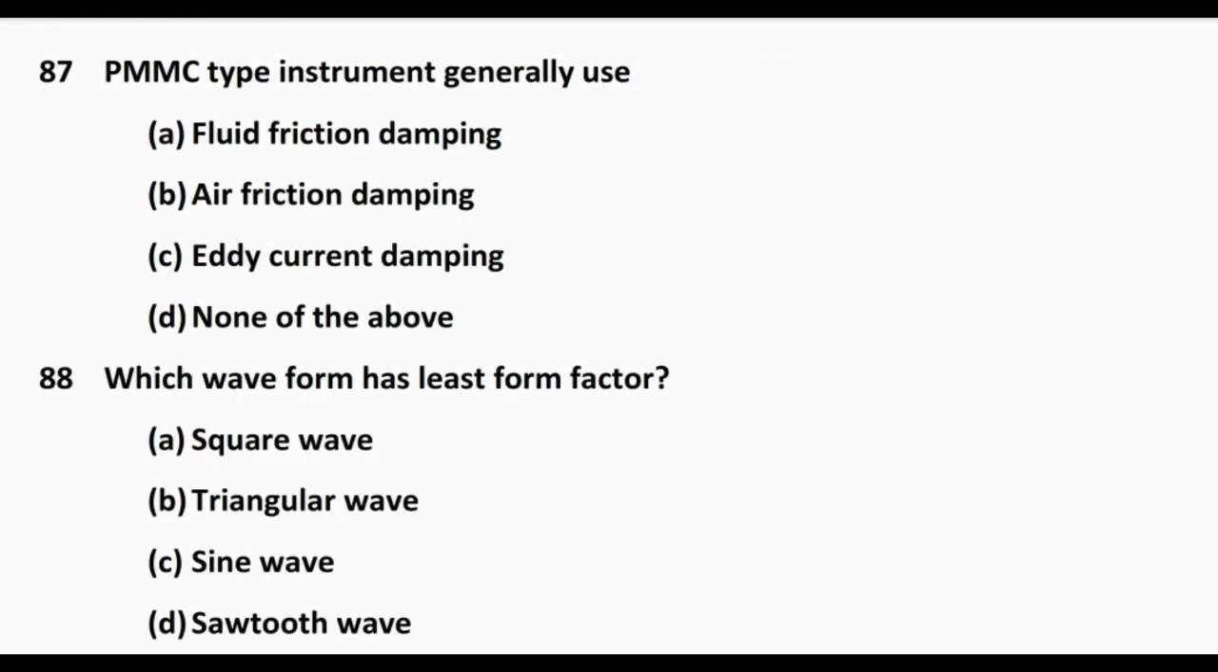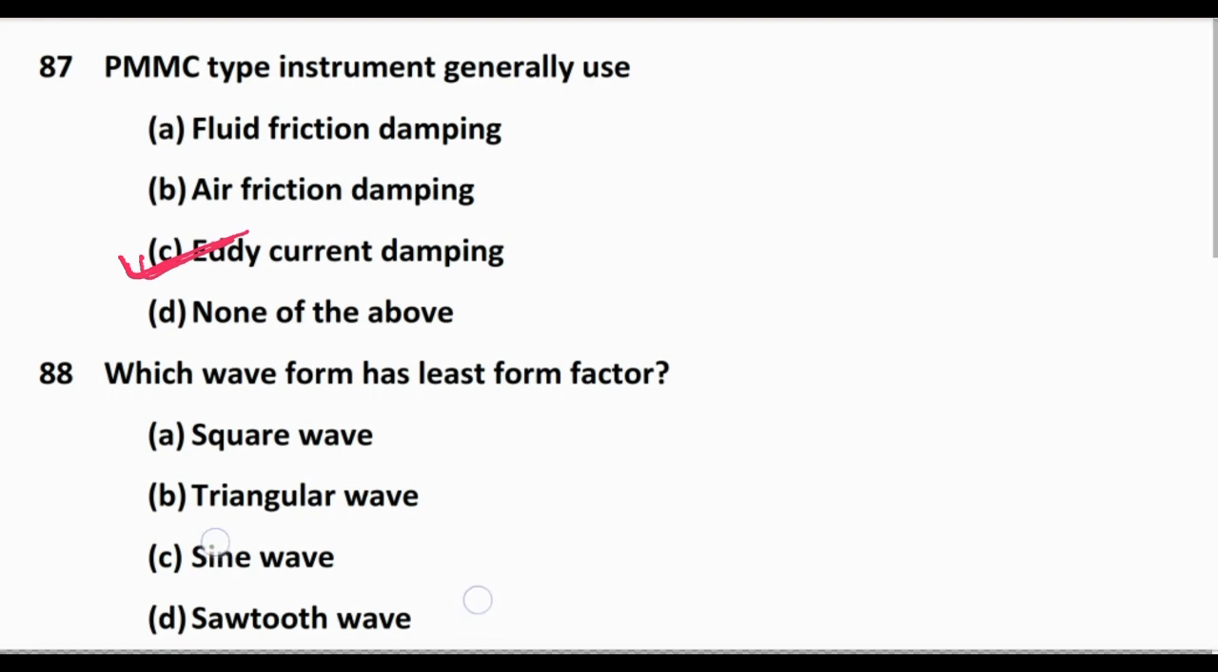So next question is question number 87. PMMC type instrument generally uses fluid friction damping, air friction damping, eddy current damping, none of the above. So this uses generally eddy current damping, and this is the only instrument in our syllabus which is using eddy current damping, because it has the permanent magnet. Because in case of any other instruments there is no permanent magnet, and in case of a permanent magnet we can use eddy current as the perfect damping system.